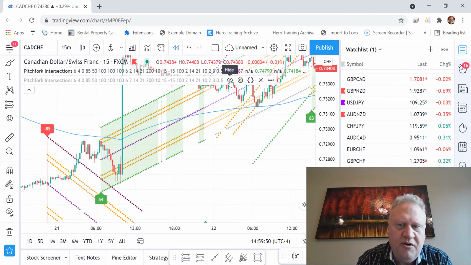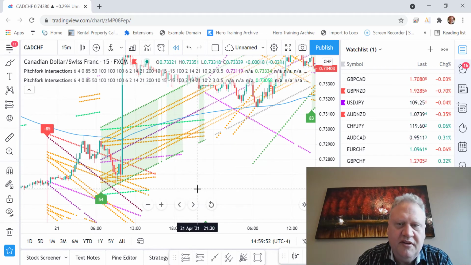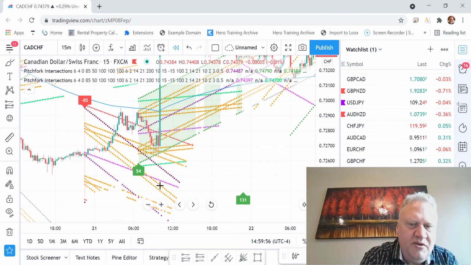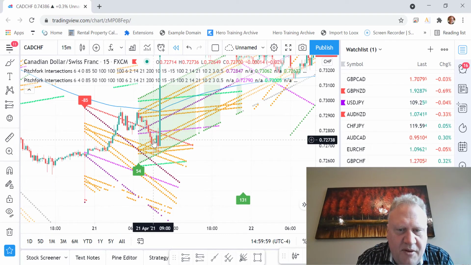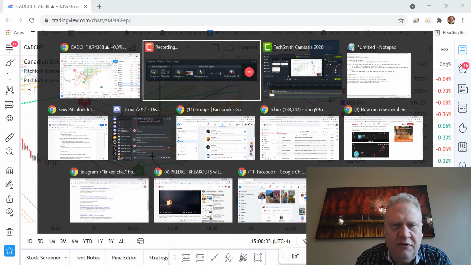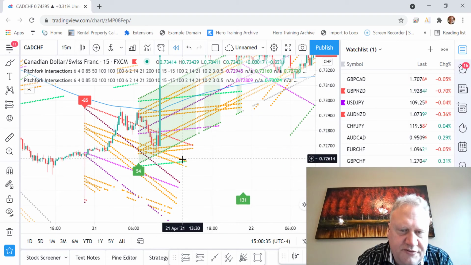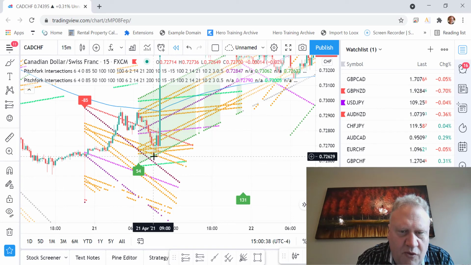All right, anyway, so I'm going to turn on the other pitchforks, and right away we see here a big mess of lines. When we have a big mess of lines, there's another rule. This is the empty space rule. It says trade the outermost line. There should be no more sexy lines to touch nearby. So here we would be looking for it to touch the outermost of these lines.